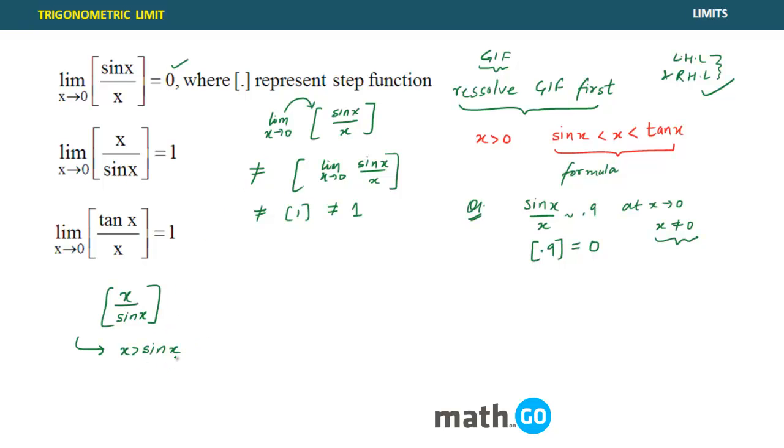So here x is greater than sin x. So that means this quantity will return you something like 1.1 something, right? And if I then take the greatest integer function, the answer would become 1. That is why you are getting the answer as 1.